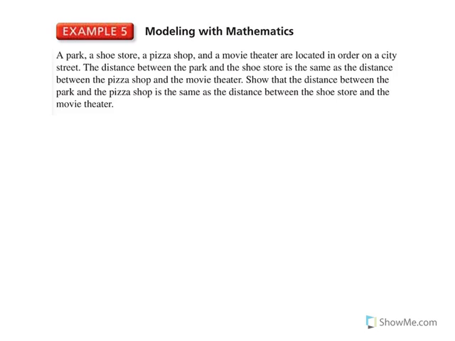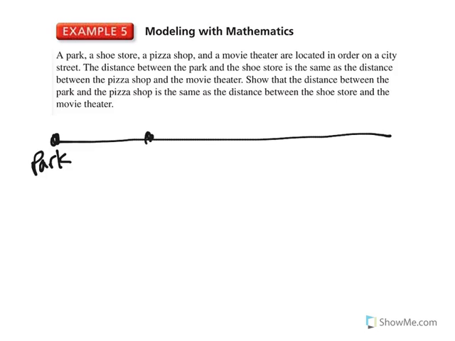So first we want to draw this picture. So we have a street. It says we have a park first. It says we have a shoe store, I'm just going to write shoe. We have a pizza shop, and we have a movie theater.